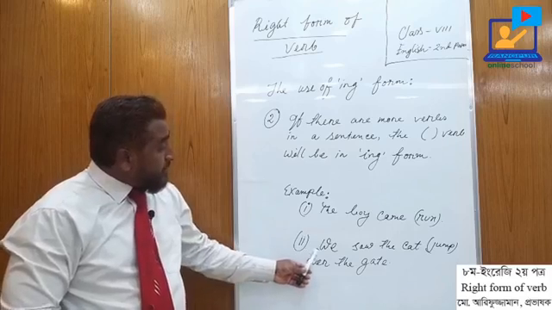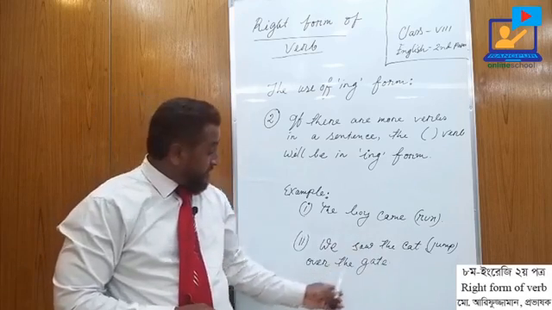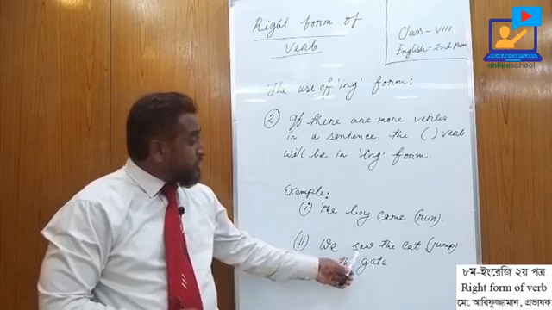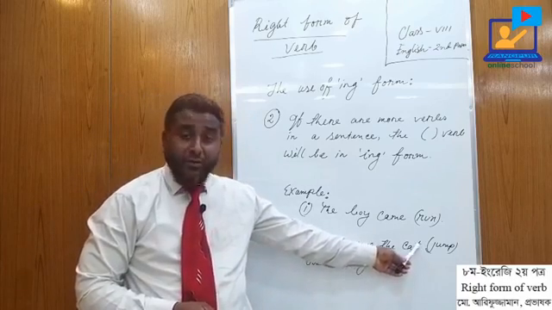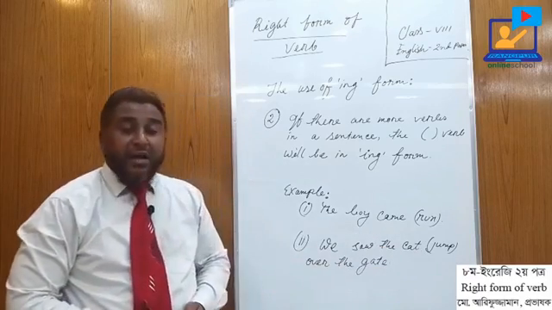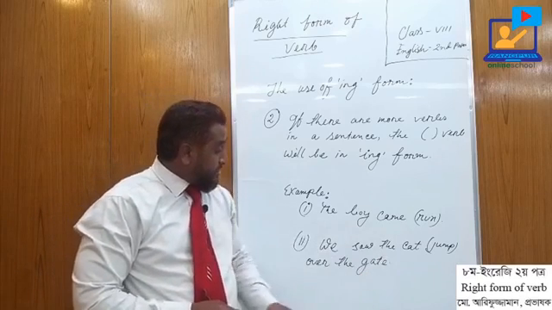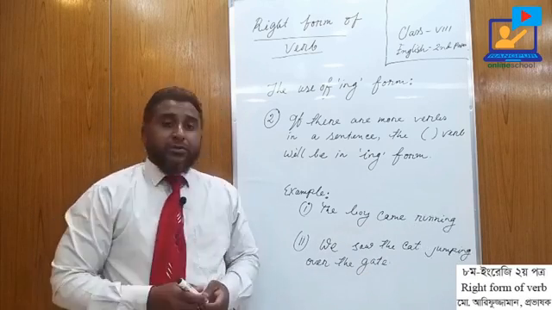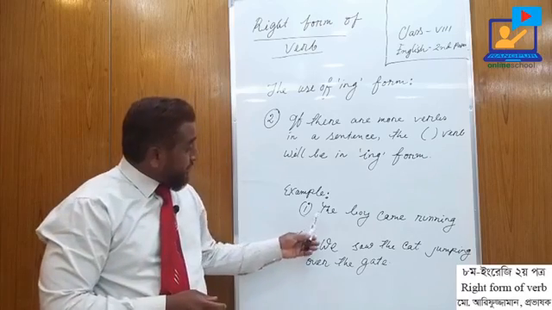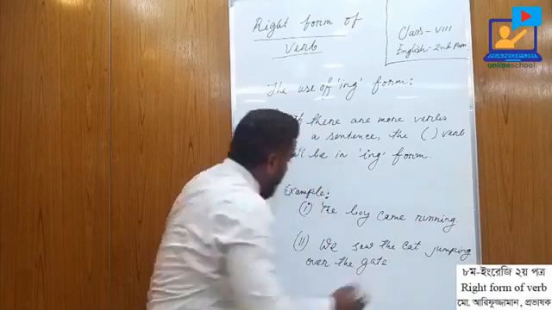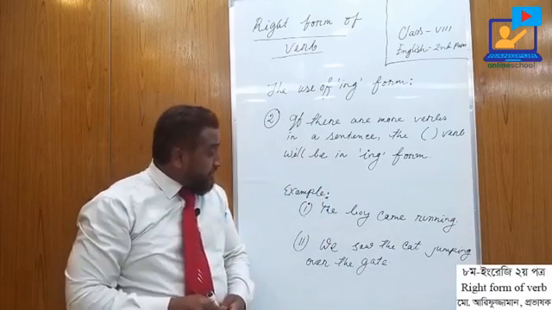Another sentence: we saw the cat jump over the gate. Here, we also find two verbs, saw and jump. So we can use the ing form here: we saw the cat jumping over the gate. We can get the solution in this way. The boy came running. We saw the cat jumping over the gate.